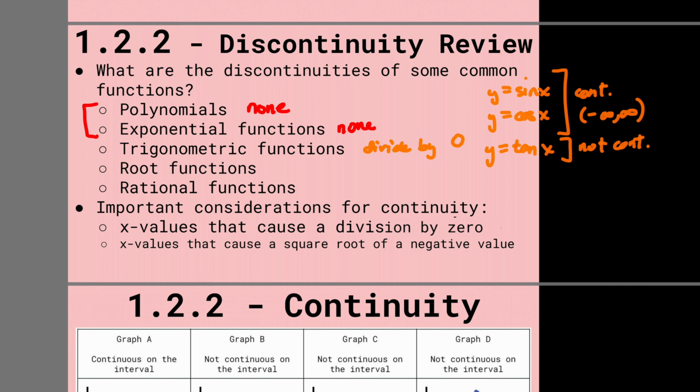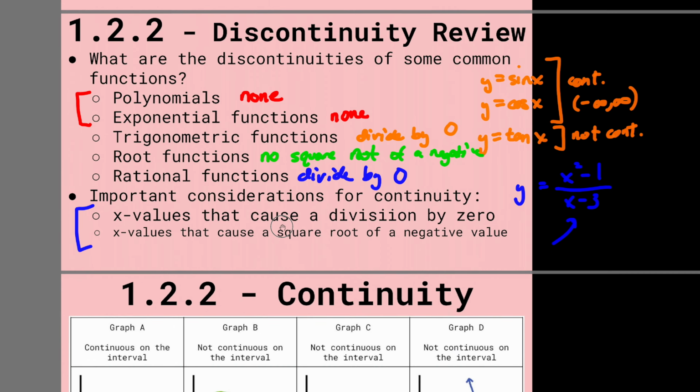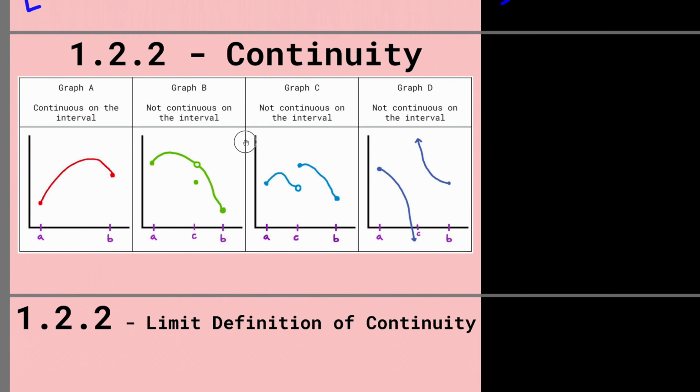Root functions, you cannot take the square root of a negative. So it'd be not continuous there if you did a square root, or really any even root. So anytime there's a square root of a negative, that's going to be a problem. Rational, same thing as the trigonometric. You could be dividing by 0 with rational. If you think about a rational expression like x squared over x minus 3, x equals 3 is going to be discontinuous, because you'd be dividing by 0 there. So these are important considerations for continuity, kind of things I already said. Can't divide by 0, and you can't take the square root of a negative because there are no imaginary numbers in calculus. Let's look at some problems here.